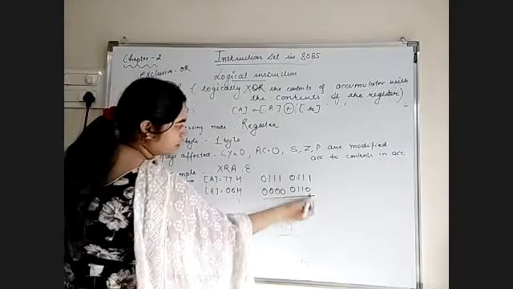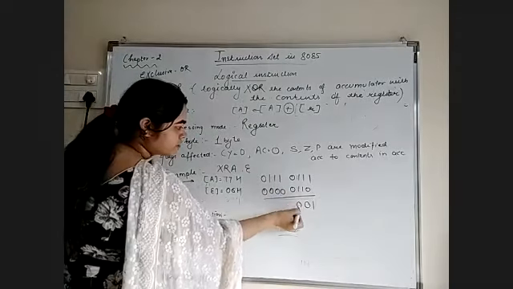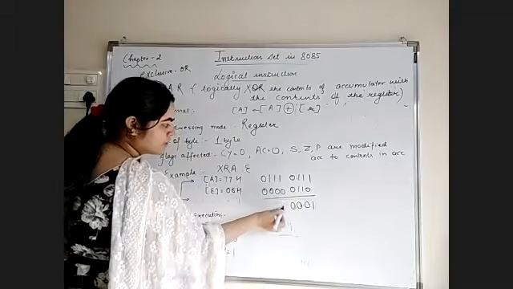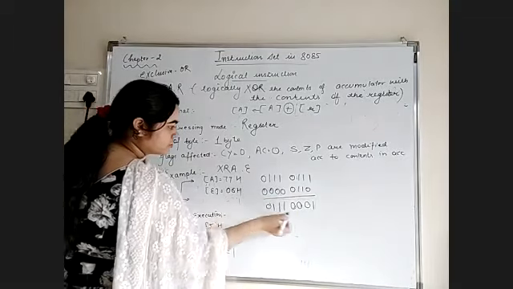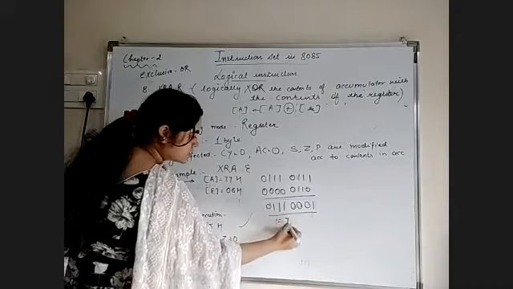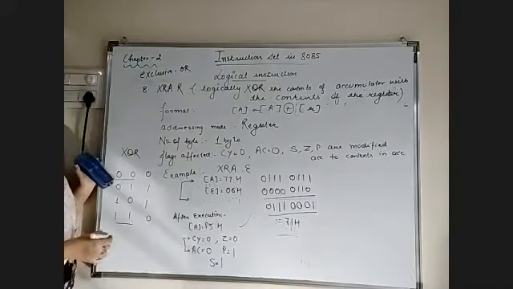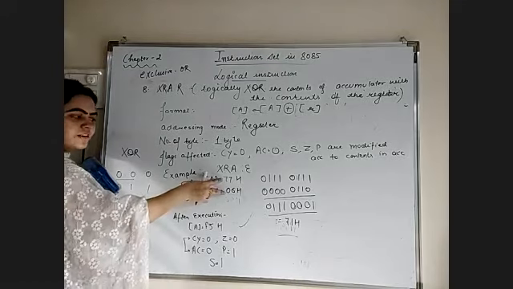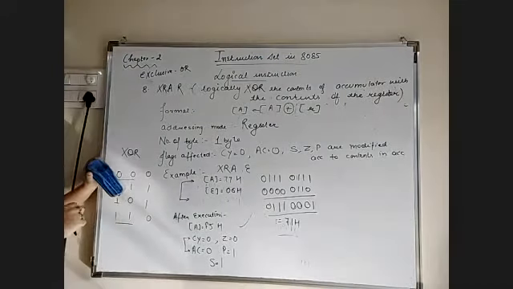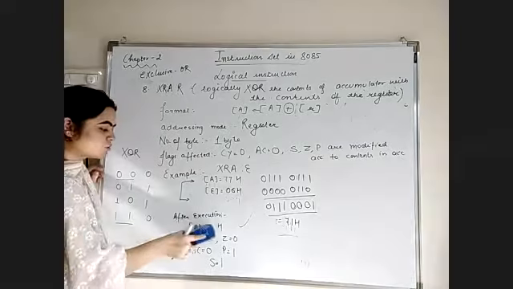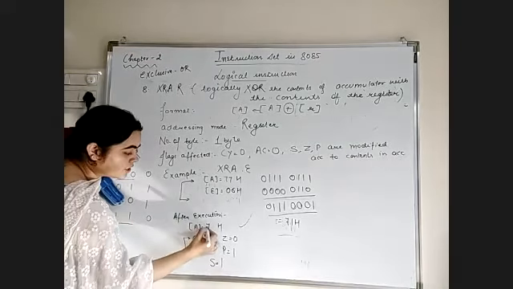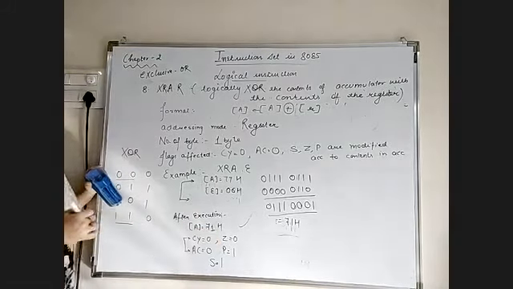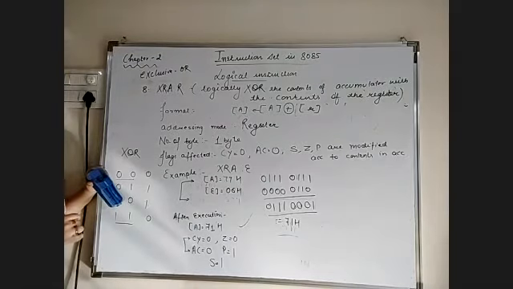Now see the result. 1 XOR 0 is 1, 1 XOR 1 is 0, and so on, giving 0111 0001. So what will be the output? The output is 71H. After applying the logical XOR operation between 77 and 06, the value becomes 71H. This value will be updated in the accumulator, so the accumulator contents after the execution are 71H.